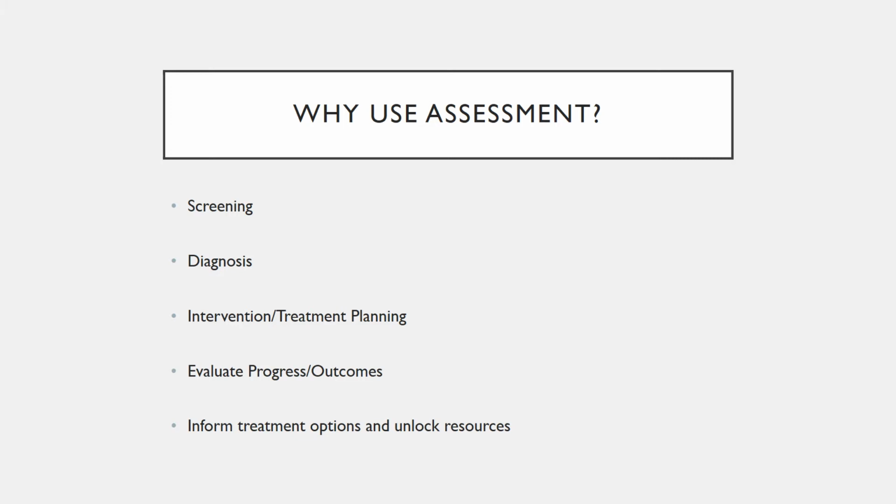And then informing treatment options, and as we've talked about before, unlocking resources. And so, for example, using something like an ASI to determine what level of treatment somebody would need, and that would help connect them with appropriate resources or appropriate treatment interventions or professionals who can help them.